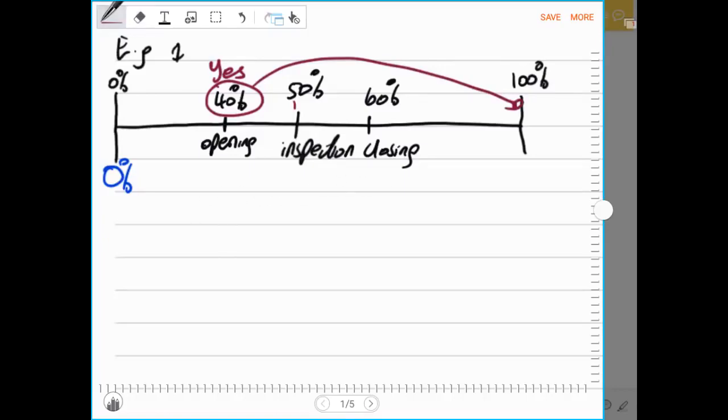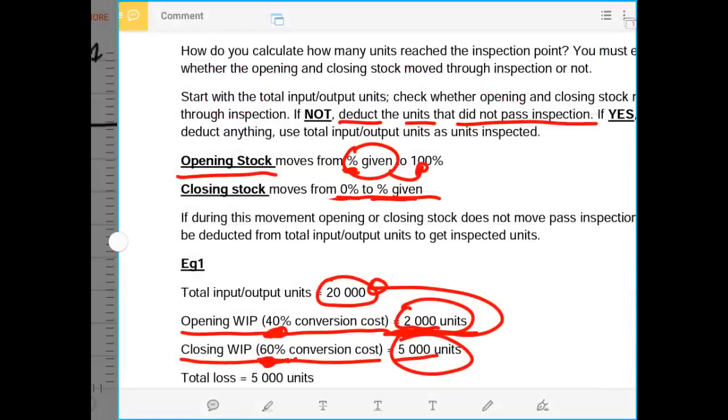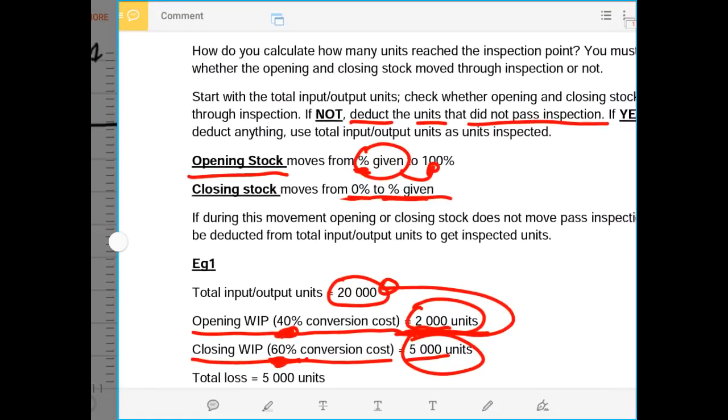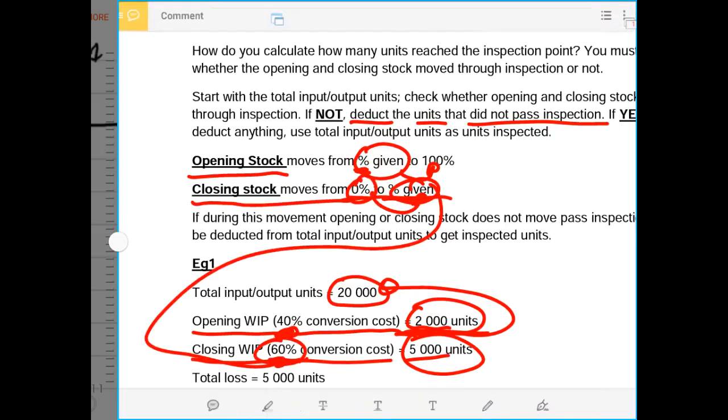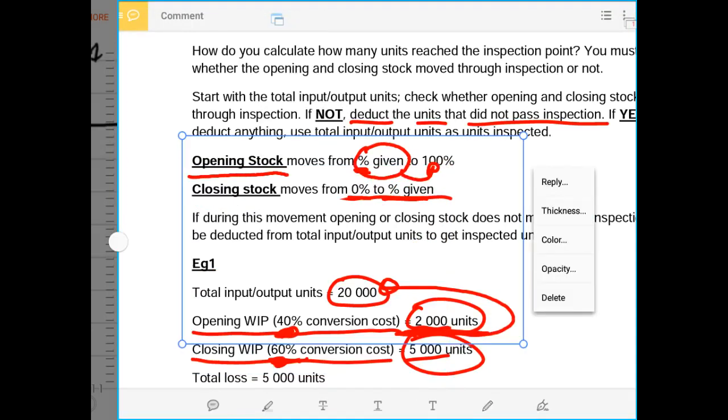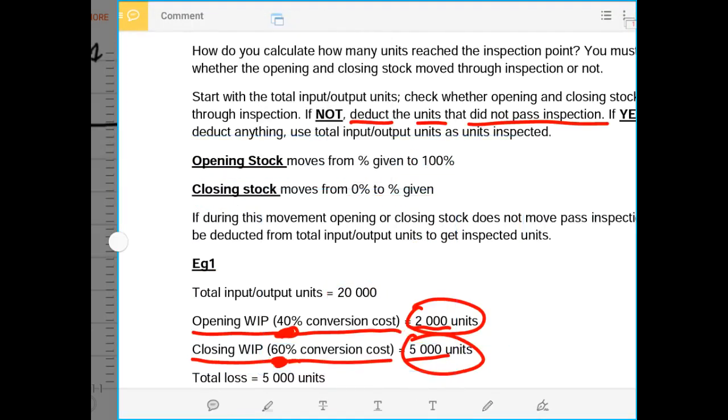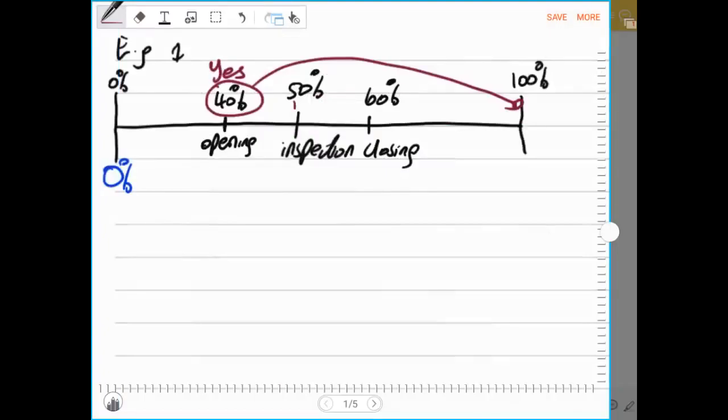Now let us go to the closing stock. With regard to the closing stock, the entry told us that closing stock moves from 0% up to a given percentage. What is the given percentage? Here's the given percentage, which is 60% in terms of the closing stock with regard to the conversion cost. So they said it moves from 0% to a given percent. Let us go and check the 0% and the given percent in our timeline. So here we have our closing stock. Our closing stock is 60% in terms of completion.